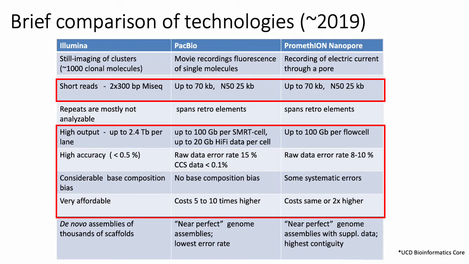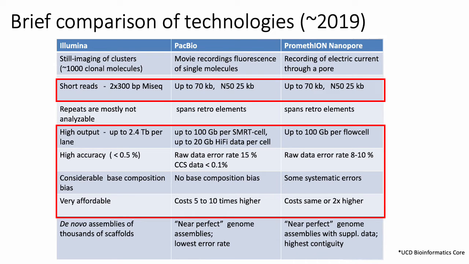In terms of bias, though, it turns out that Illumina technologies, generally speaking, are more biased compared to PacBio and Nanopore. What that means is that, for example, Illumina error rates tend to be much higher for GC-rich sequences, whereas PacBio and Nanopore are generally less. The error rate is generally more uniform across different types of input sequence.